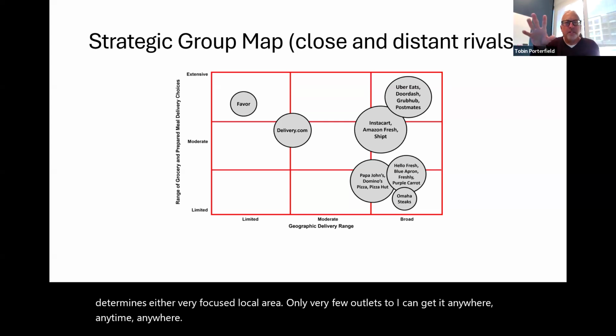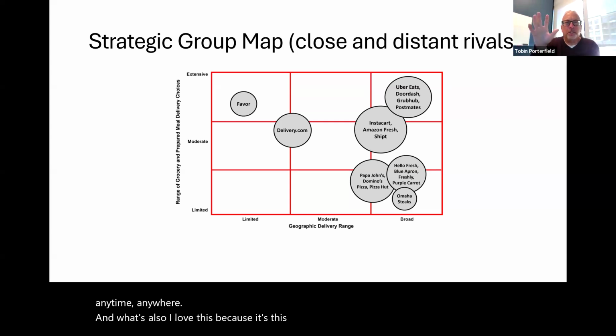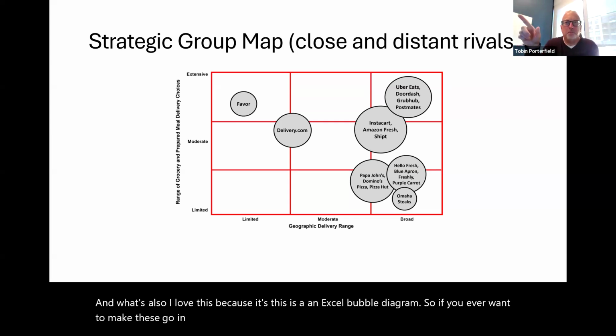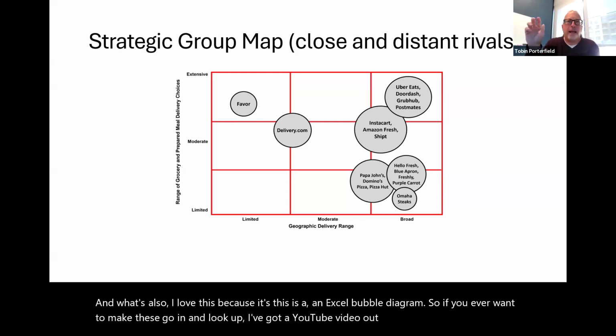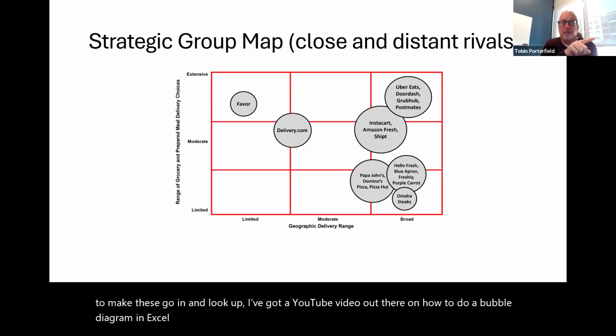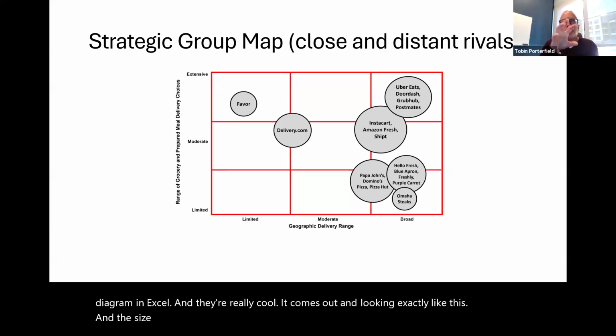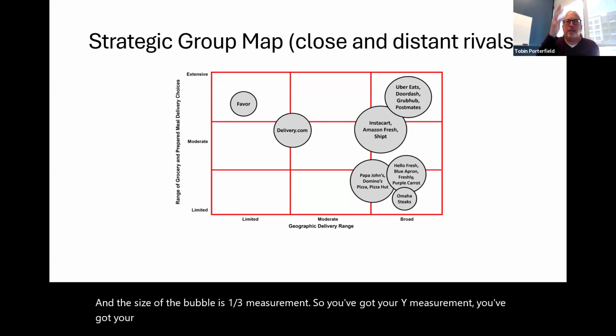And I love this because this is an Excel bubble diagram. So if you ever want to make these, go in and look up, I've got a YouTube video out there on how to do a bubble diagram in Excel, and they're really cool. It comes out looking exactly like this. And the size of the bubble is a third measurement. So you've got your Y measurement, your X measurement, and the size of the bubble is the amount of revenue driven by that group of companies.